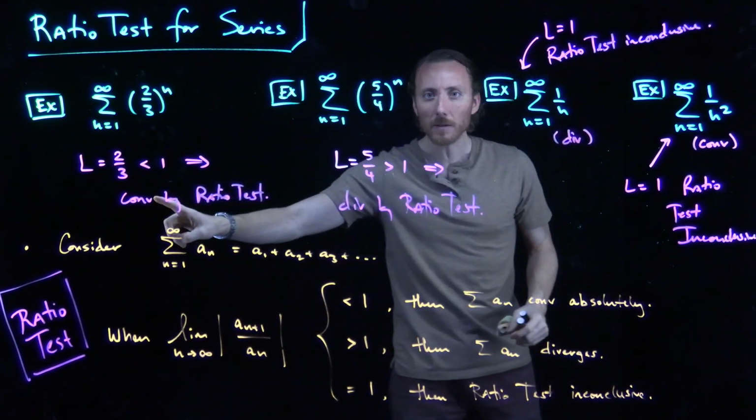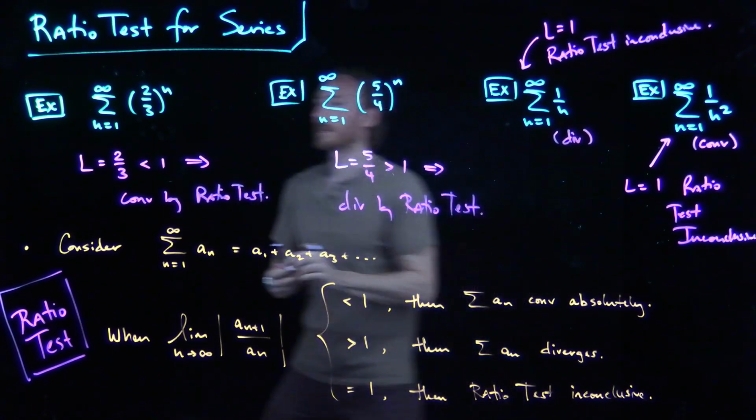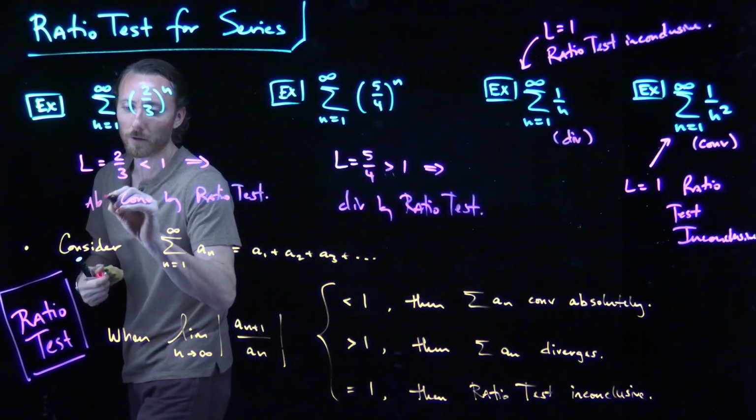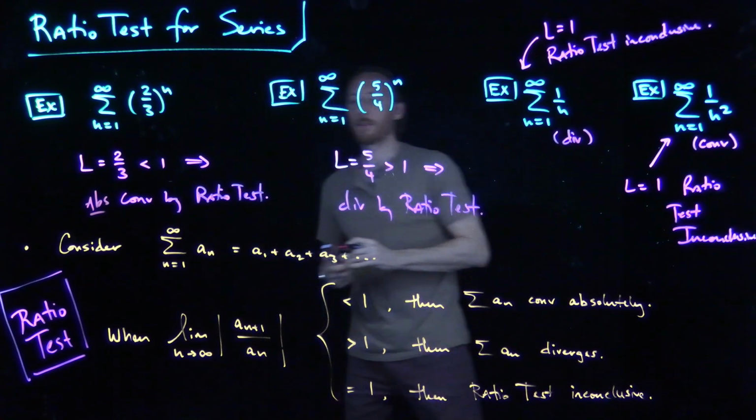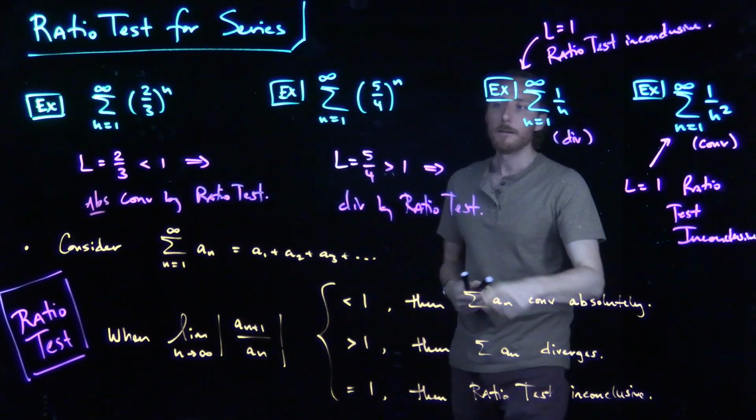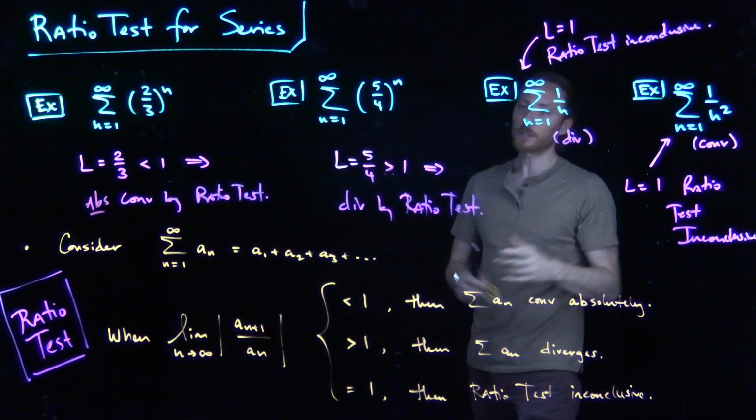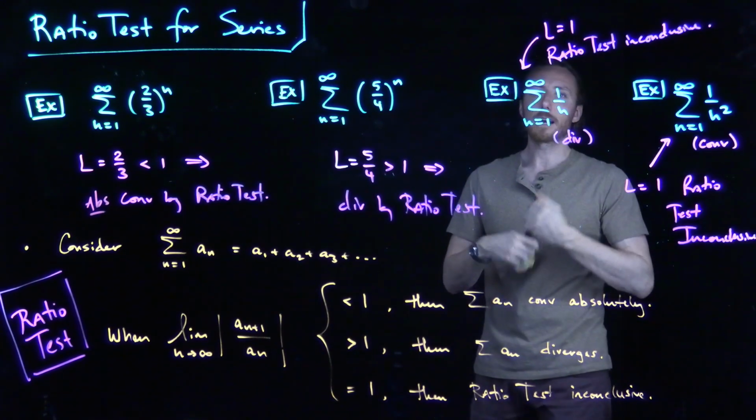But when L is less than 1, you get not only convergence, actually, my goodness, I should put absolute convergence on this, because that is, in fact, true. And in the case where the limit associated with the ratio test is greater than 1, you get divergence.